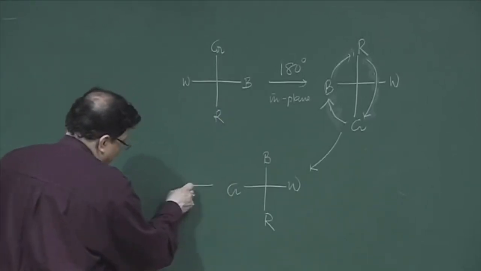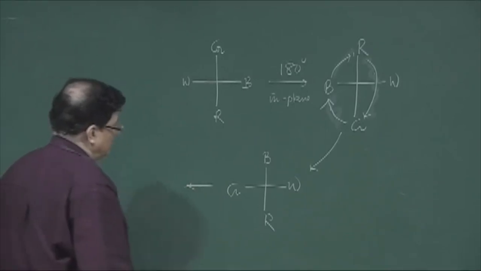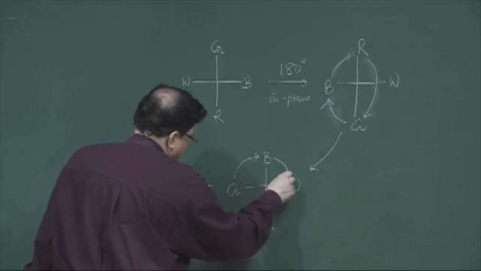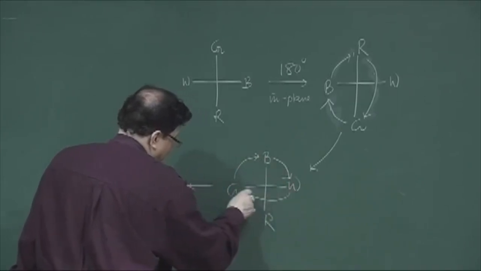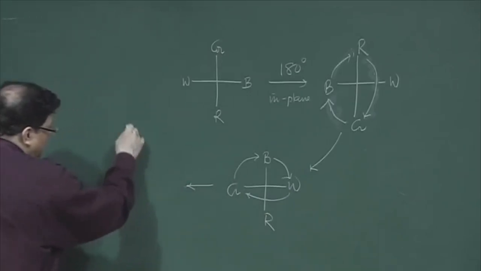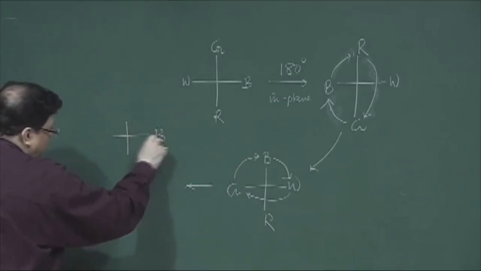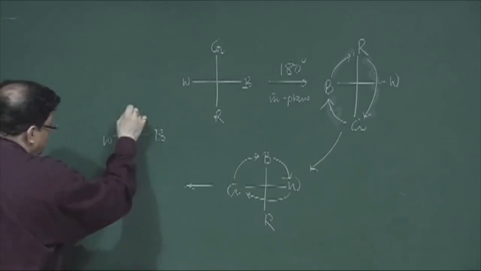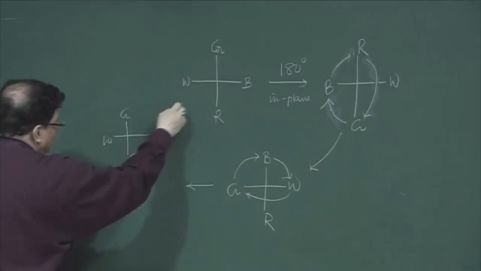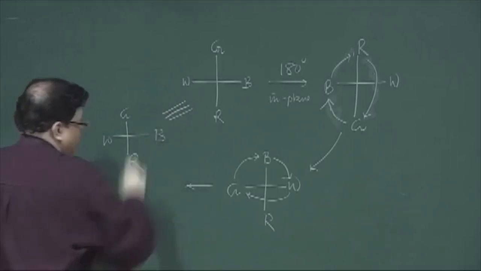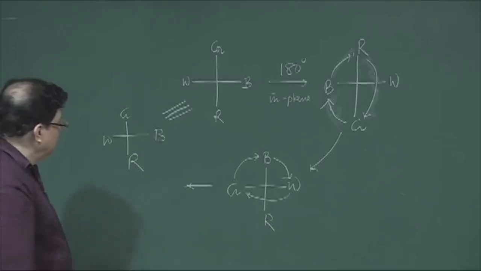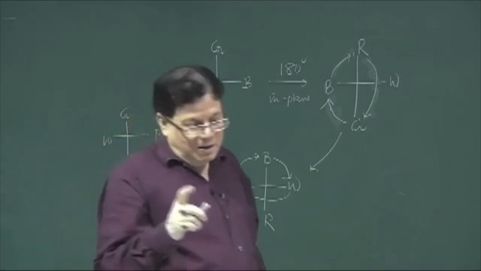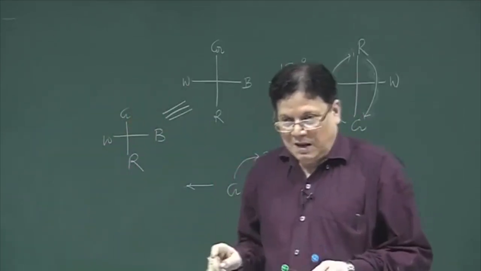Now I do another exchange in a group of three. So I bring G here, I bring B here, and I bring W here. So if you do that, you see that B is here, then W is here, and G is here, R is there. Now compare these two. They are same. R is here, so they are the same molecule. That means 180 degree in plane rotation is allowed.